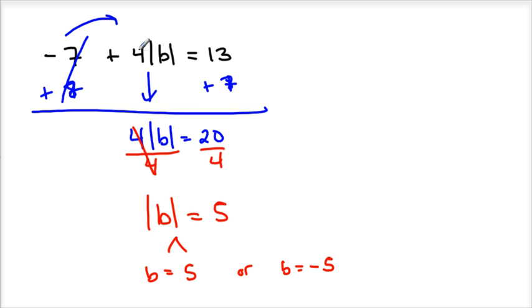Okay, so in this example, we had two steps in one. First, get rid of the negative 7, bring it over, then divide both sides by the 4, and then finally set your b equal to both positive and negative to get that answer.